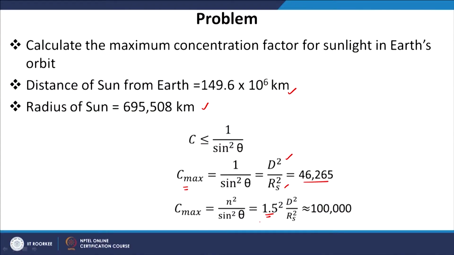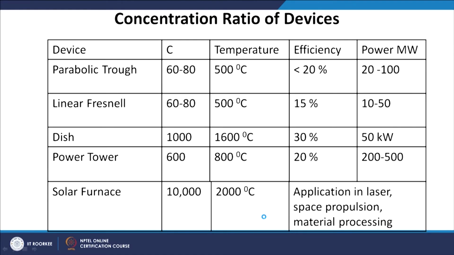So, the maximum amount by which you can concentrate solar energy is 46,265. If you are trying to concentrate this energy in a medium with refractive index, let us say 1.5, then it can go up to 100,000, or 1 lakh. So, concentration can increase up to 1 lakh if you are dealing with a medium with refractive index n equal to 1.5. Now, let us look at some of the devices.